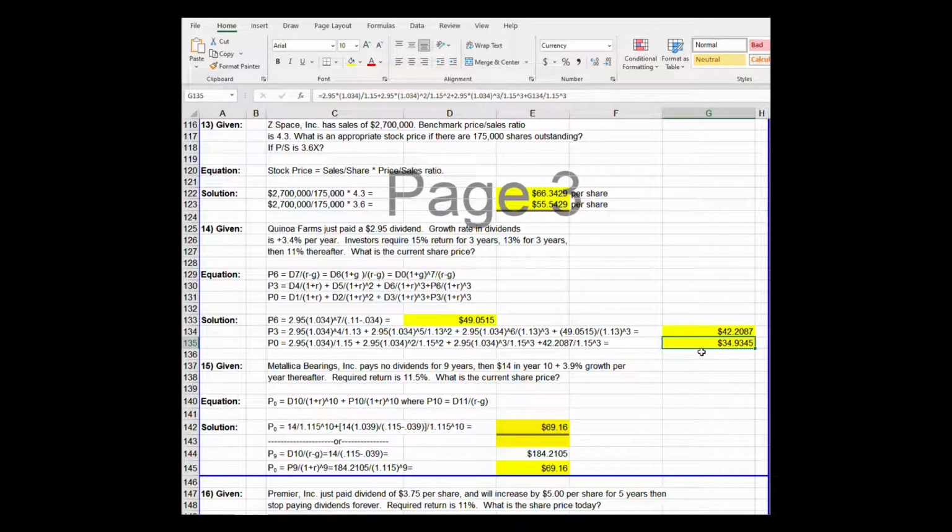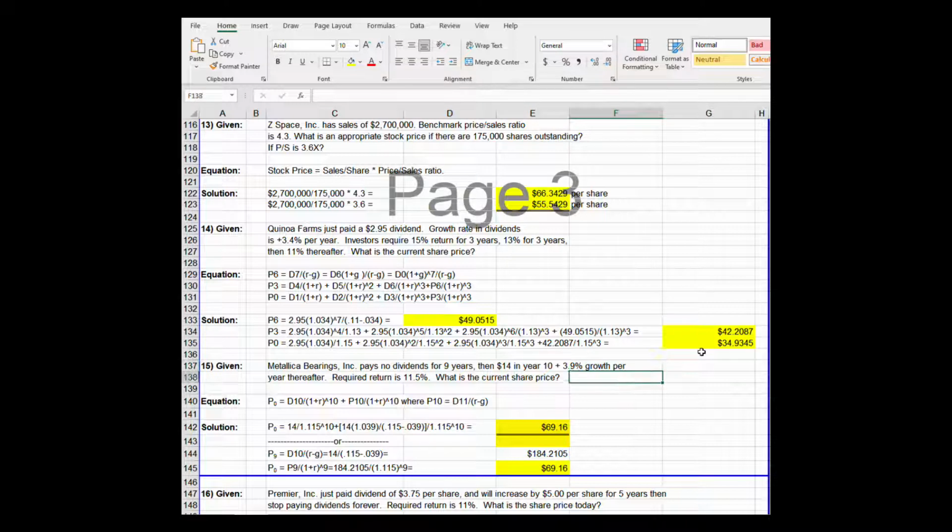And then from there I step back and calculate P0. P0 is equal to D1 over 1 plus r plus D2 over 1 plus r squared plus D3 over 1 plus r cubed plus P3 that I just calculated in the cell above over 1 plus r cubed. In this case, I'm using a required return of 15%, you notice in the equation. So I then get a final stock price P0 of $34.93.